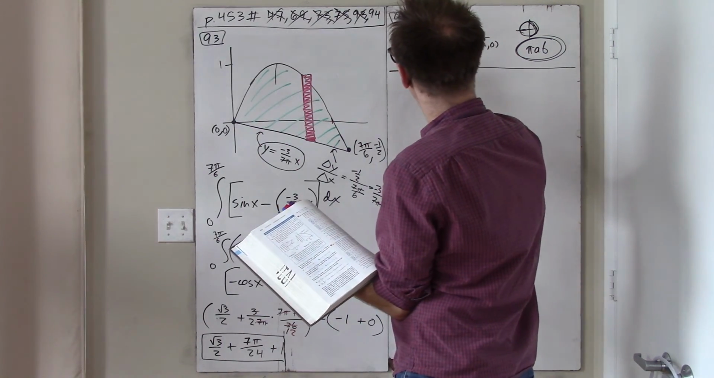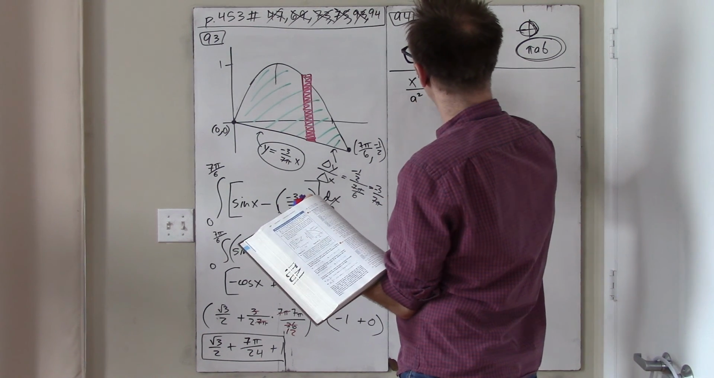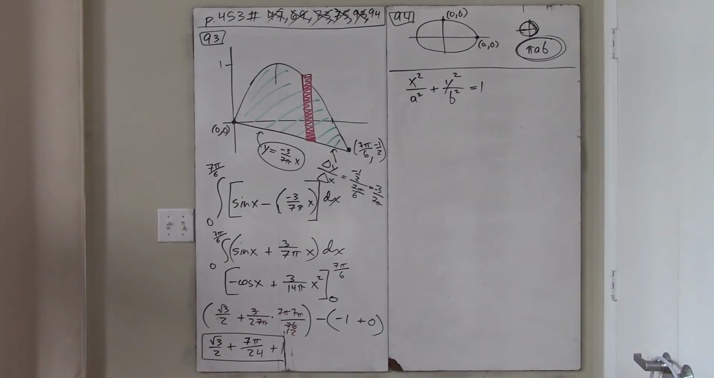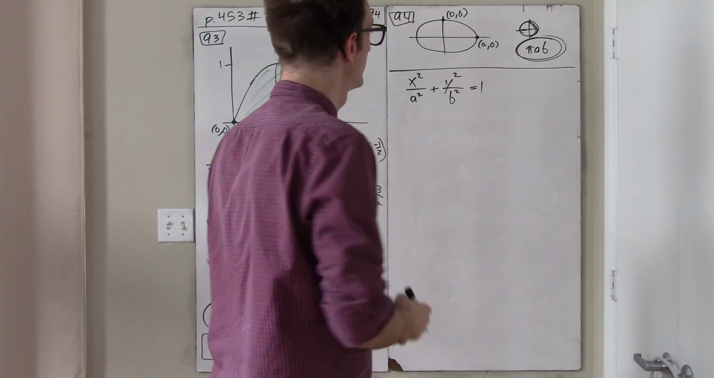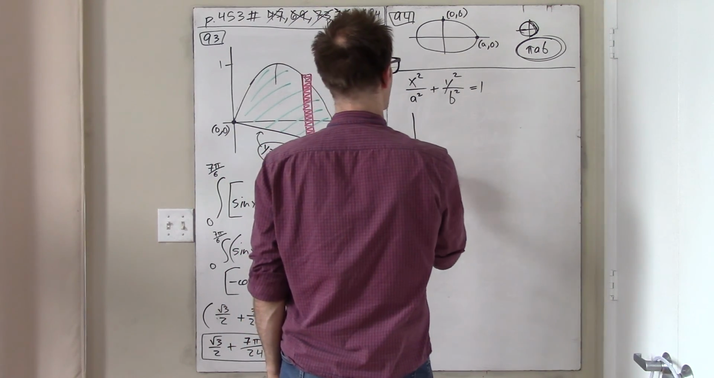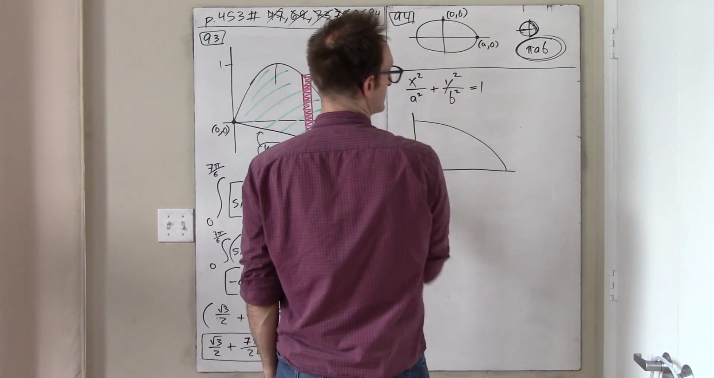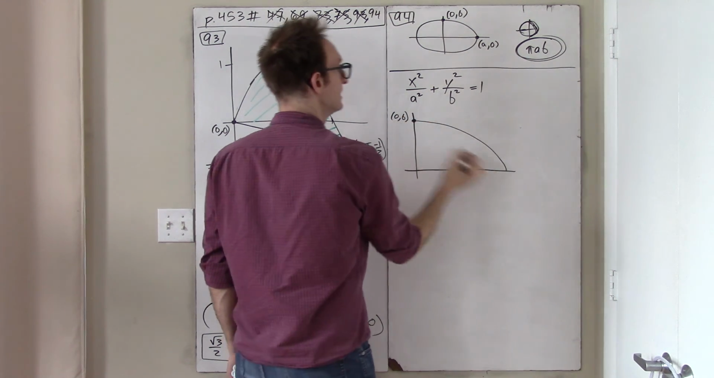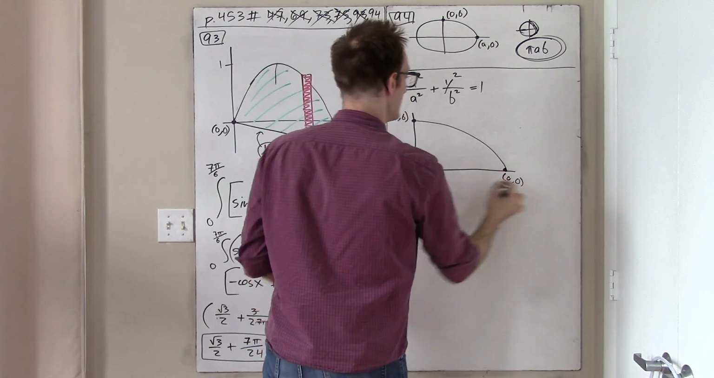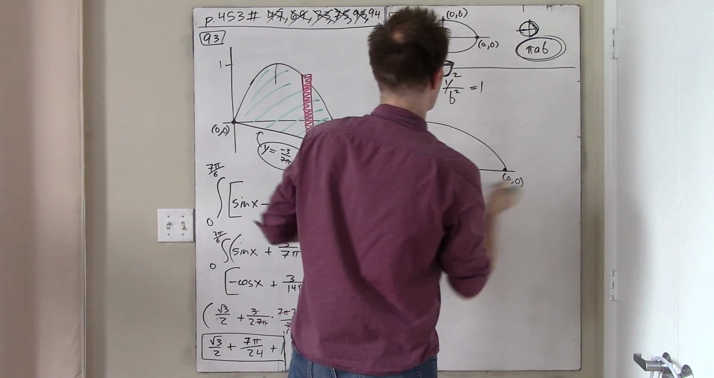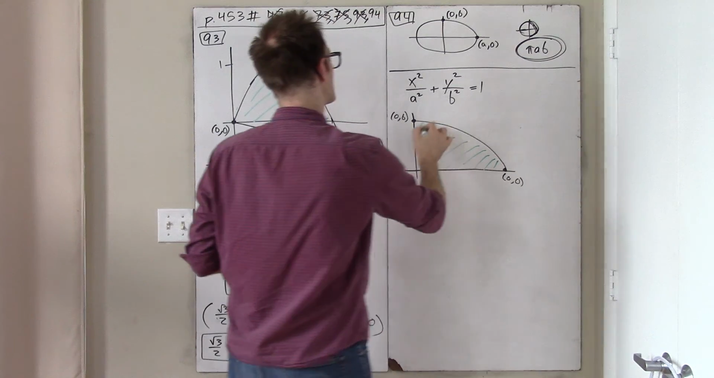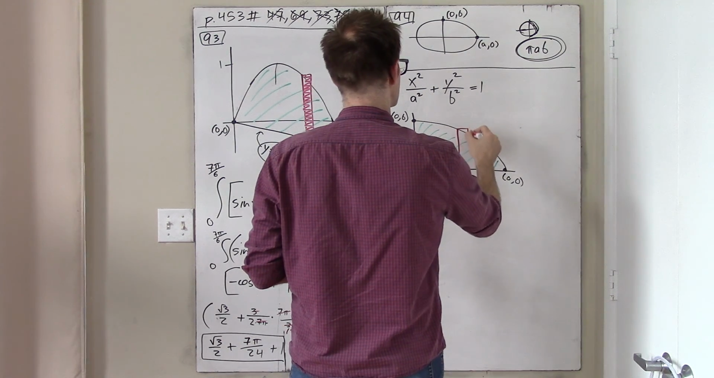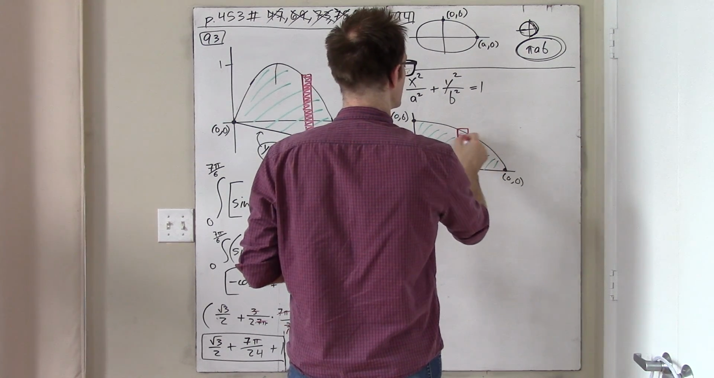So what we have is an ellipse, x squared over a squared plus y squared over b squared equals 1. I think what I'm going to do is just do a quarter of it and then multiply by 4. So this is the point 0, b, this is the point a, 0, and I'm going to find the area of this region by splitting it up into a bunch of rectangles. It really doesn't matter whether I draw the rectangles horizontally or vertically, so I'll just draw them vertically.